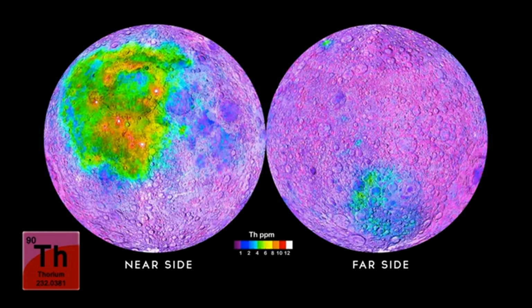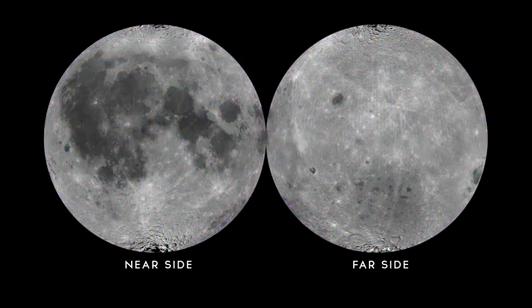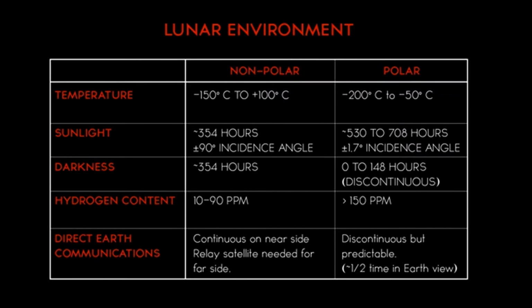Hydrogen is a really critical element for essentially living off the moon. You can combine it with oxygen to make water. You can use it as rocket fuel. So that's where the hydrogen is really important. In the nonpolar portions of the moon, the hydrogen ranges from as low as 10 parts per million to as many as 90 parts per million. The poles, however, we're pretty sure that the hydrogen content on average is greater than 150 parts per million. And it's why the poles remain an attractive target for lunar settlement.